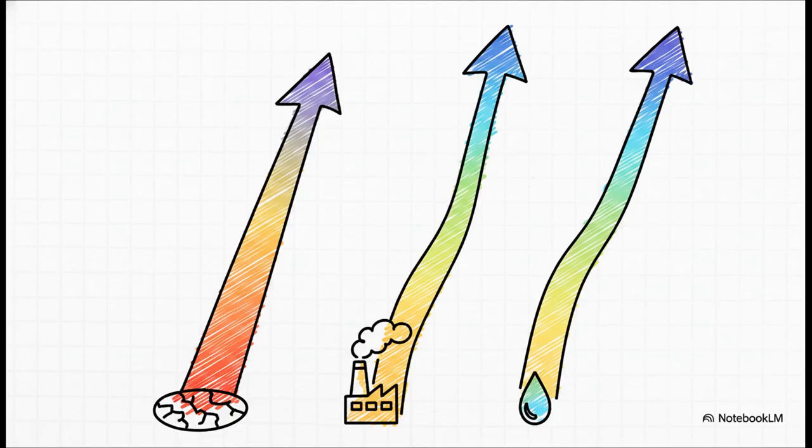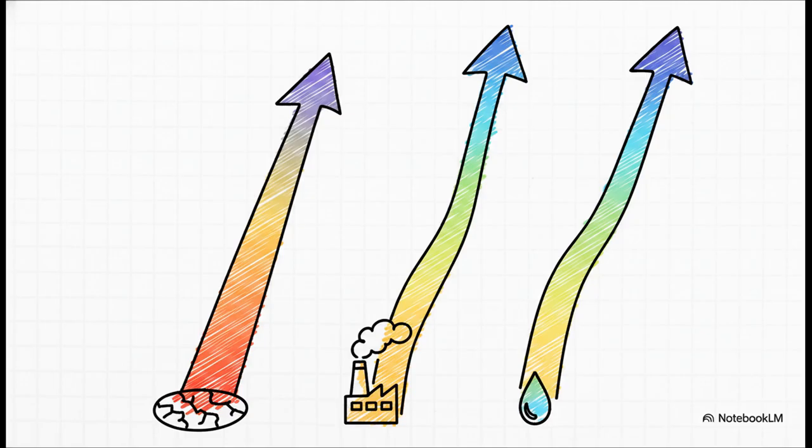This cooling process is governed by what we call lapse rates, which are absolutely essential concepts to lock down. First is the dry adiabatic lapse rate, or DALR. This is the rate at which completely dry air cools as it rises, which is exactly 9.8 degrees Celsius per 1,000 meters. Next is the wet adiabatic lapse rate, or WALR.